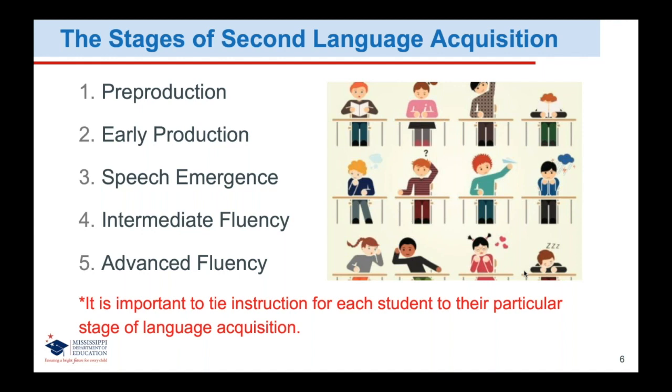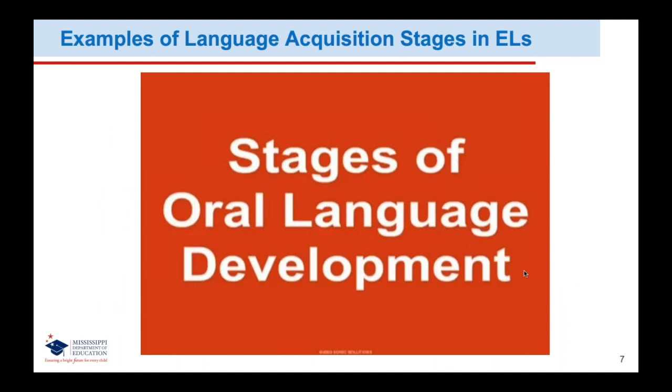Our final stage is the advanced fluency stage, and these students are very near to native speakers. Again, they may still have some difficulty with academic language, academic vocabulary, and they may still struggle with figurative language, although many of my native English-speaking students have struggled with figurative language. They're very close to performing like their native English-speaking peers, and they may still have an accent, but it shouldn't make our ability to understand them any more difficult.